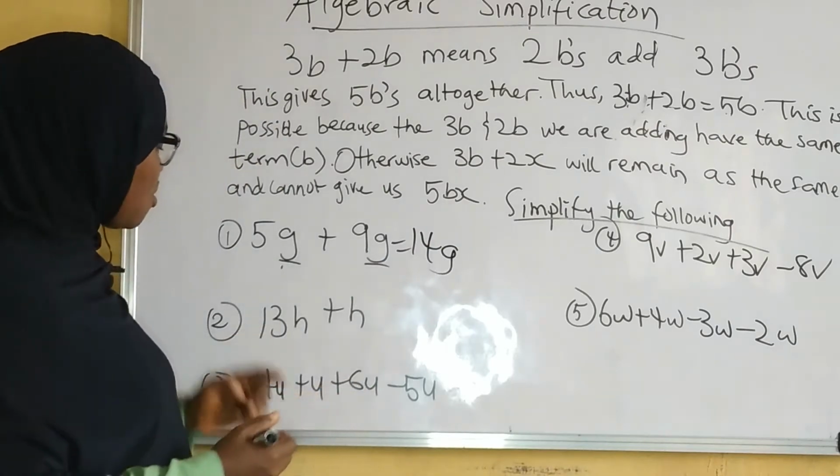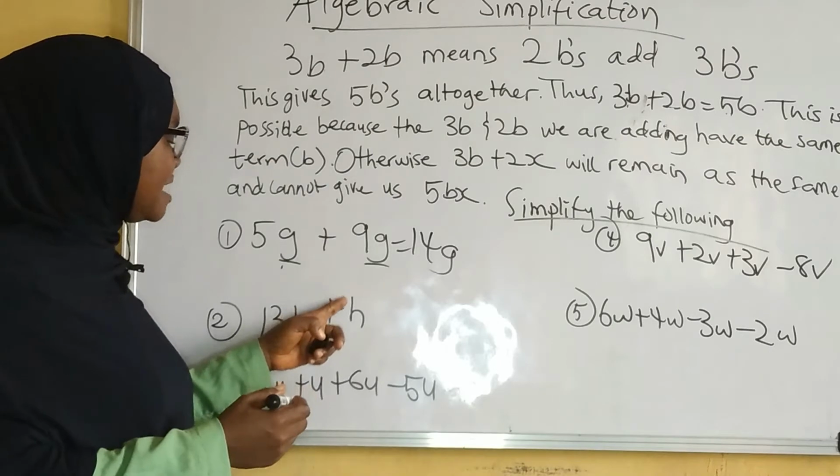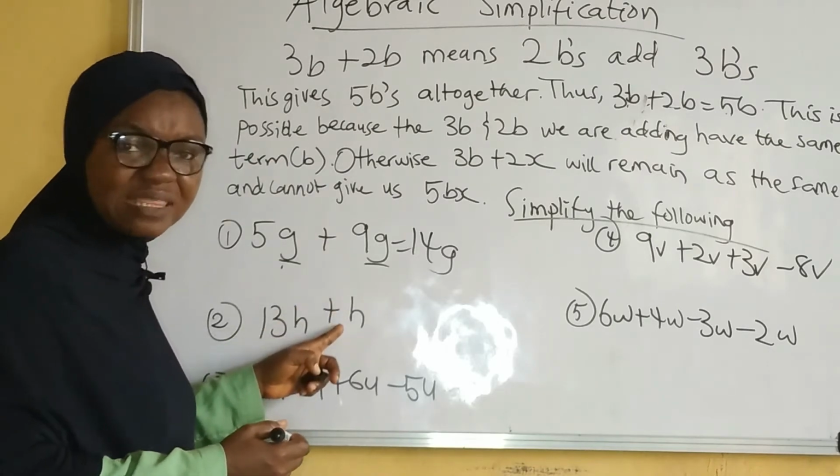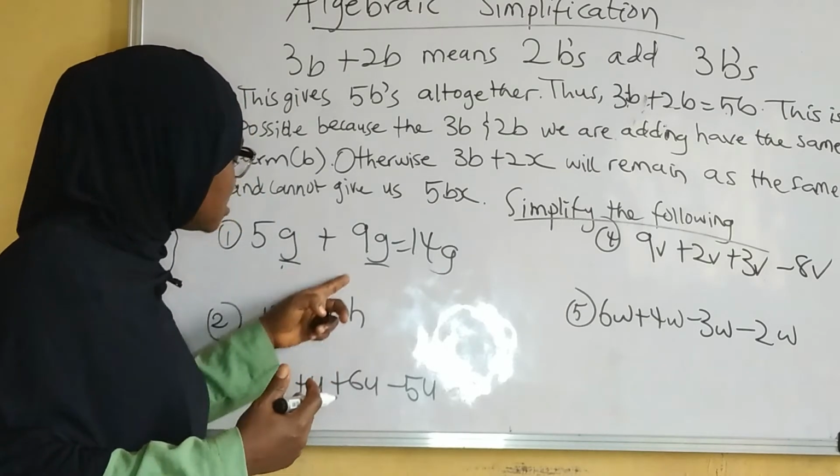Now let's look at this second one, 13h plus h. This single h simply means the fact that there's no number, no coefficient attached to it, means that it is what? 1. It is assumed or believed to be what? 1.